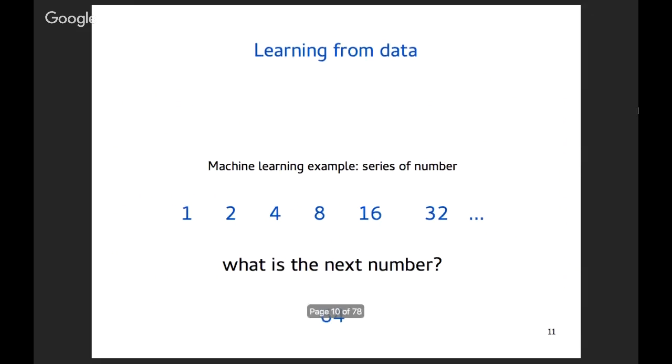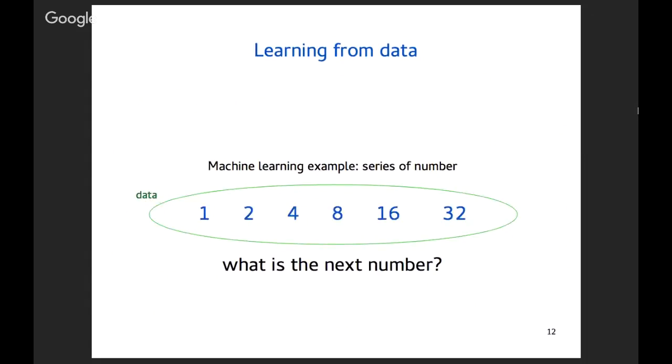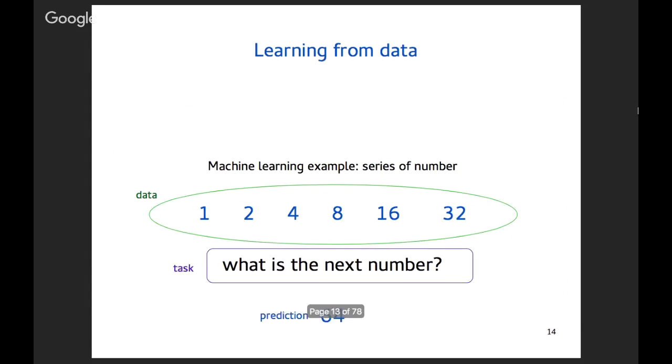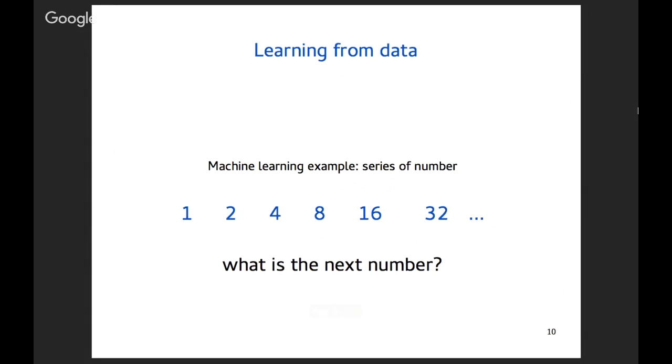64, of course. And it's interesting that I just gave you a list of data, a series of data, and I gave you a task, and you were all able to make a prediction on this task. The prediction is 64. I didn't give you instructions, any hint, any context, nothing. You just read the list of numbers, and from this list of numbers, you were already able to make a prediction. And so you learn something from data.